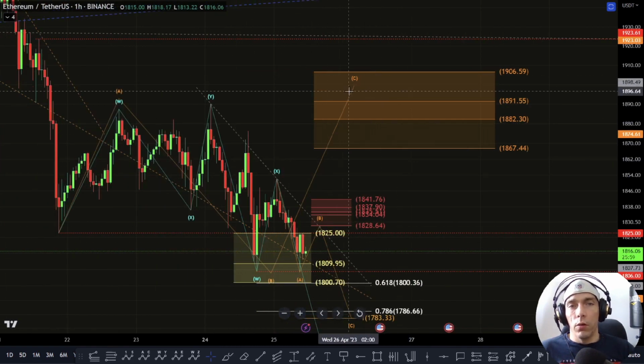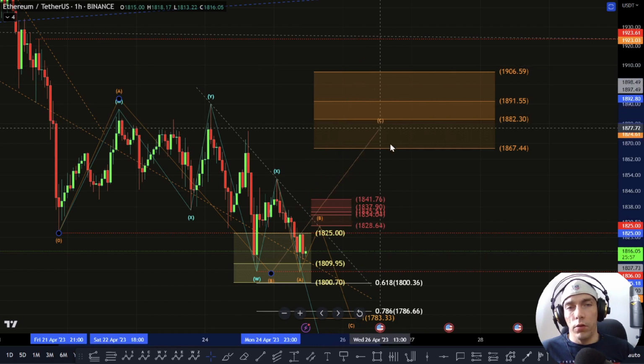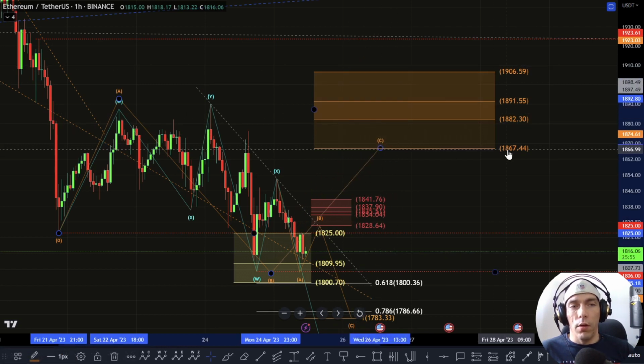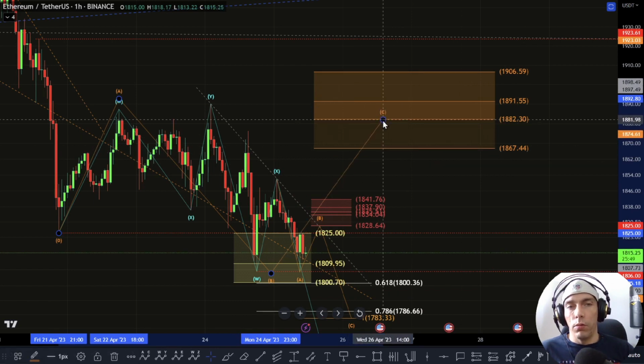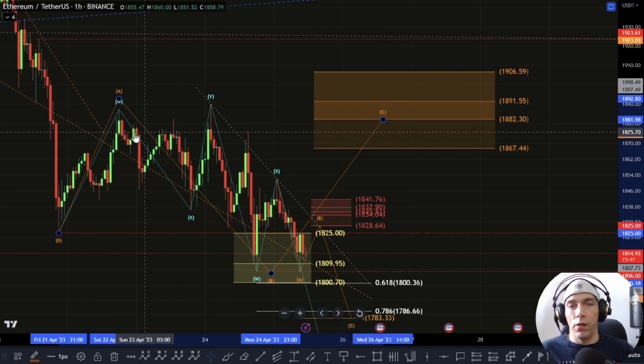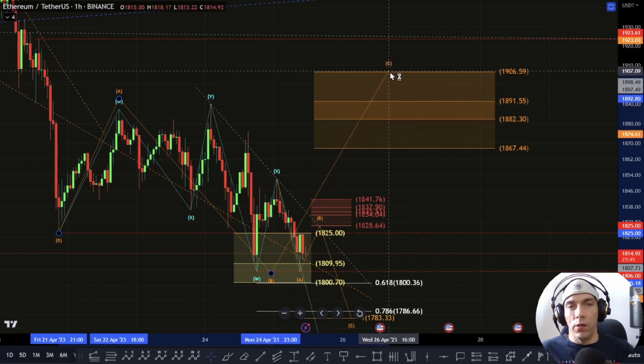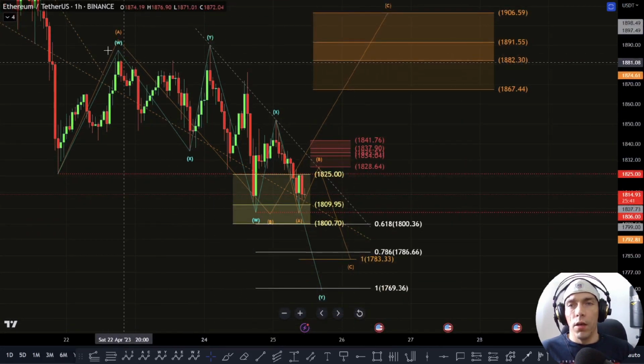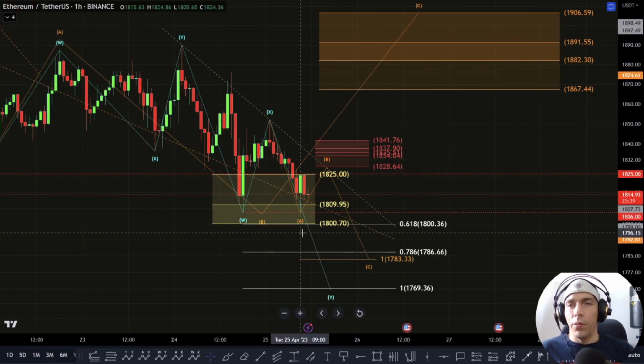what we could then find is that we start to actually move up here and start to form an impulsive structure. So some key target areas that would be of interest would be primarily this one-to-one of the A wave, which would be here at this 1867. Then we do have the 1.236, which would line up with the retest of the highs here, but a 1.618 would actually be here at this 1906 area. So we're going to have to be a little bit cautious with this one.